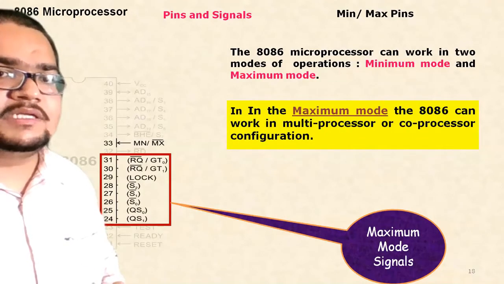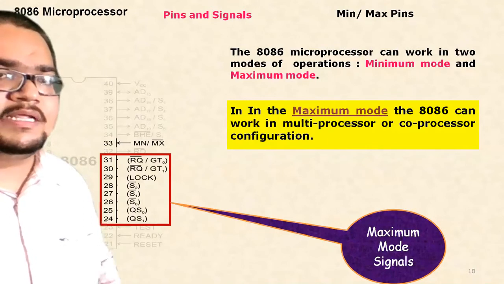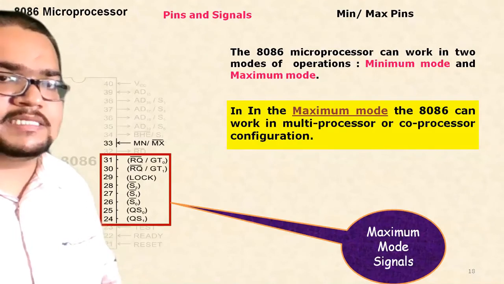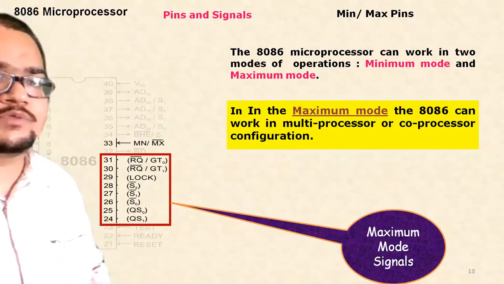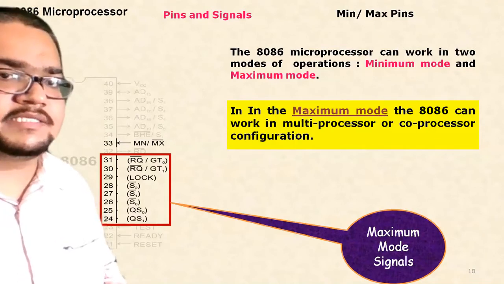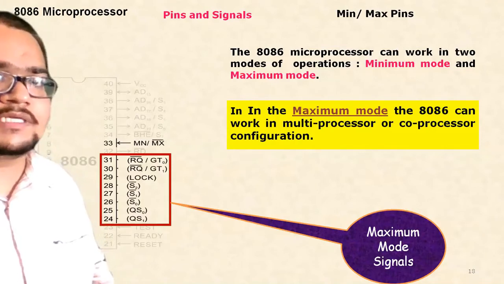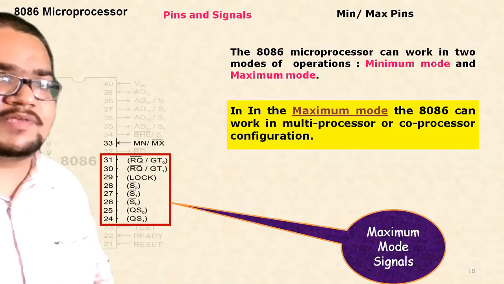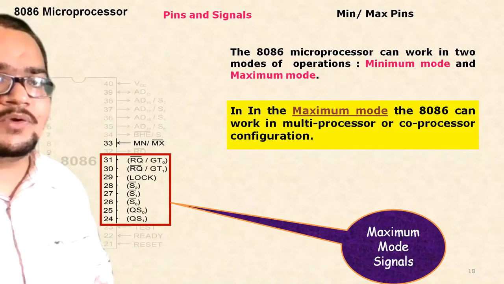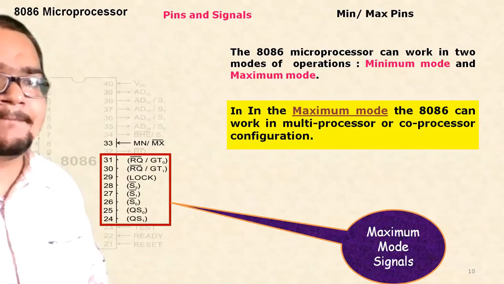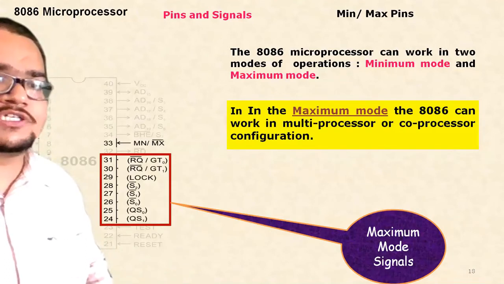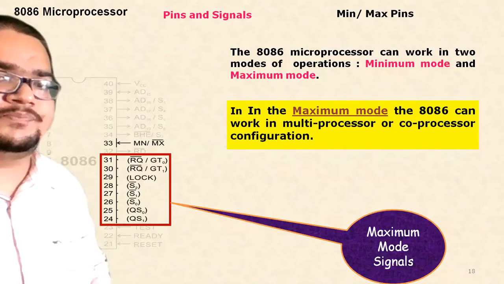In maximum mode, you will have different signals on pins 24 to 31. The complete functionality that was previously there is now shifted, and you get these signals on 24 to 31 as QS1, QS0. You get the status lines here, S0, S1, S2. Then you get the LOCK signal here. Request grant signals are here. Earlier we have seen the S3, S4, S5, S6, S7 status signals. The other three, S0, S1, S2, are available here, at pin numbers 26, 27, 28. So this is about the status lines, the maximum mode signals. These are the functions of pins 24 to 31 in maximum mode.